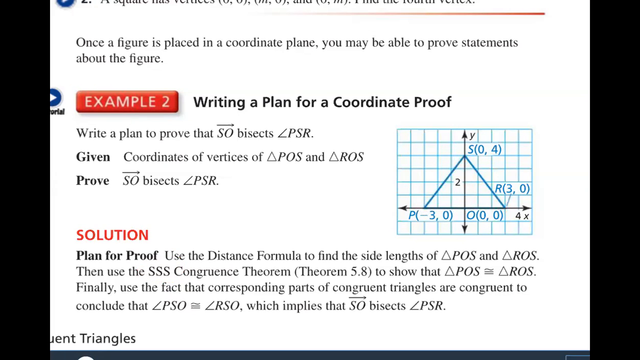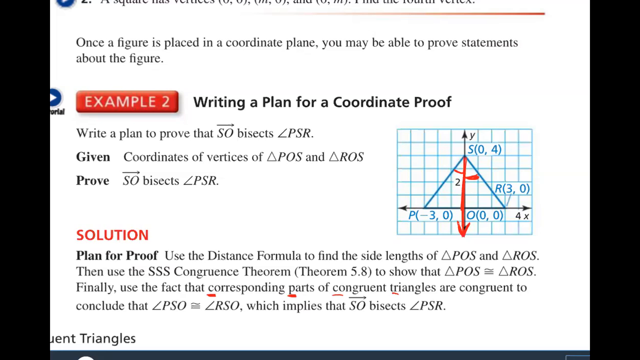And they have it in here. They just don't have it abbreviated, CPCTC. My picture's in the way on my screen, so I can't underline the C. Anyway, CPCTC, we can say now that these two angles are congruent because of corresponding parts of congruent triangles. And that would prove then, because those two angles are congruent, that SO has to be a bisector.